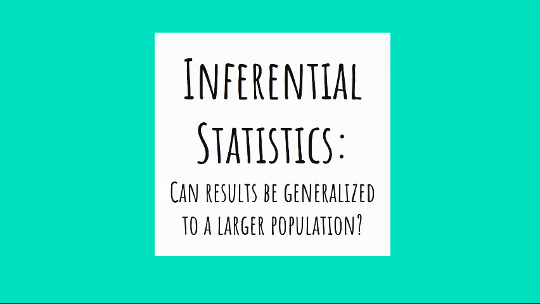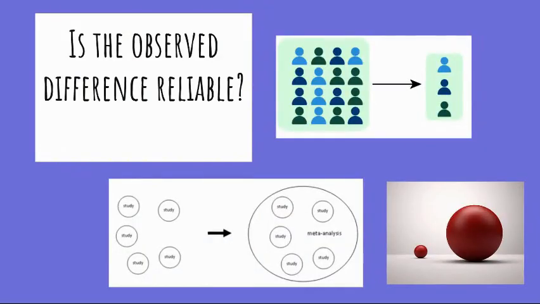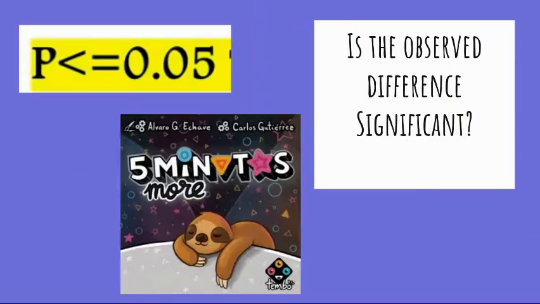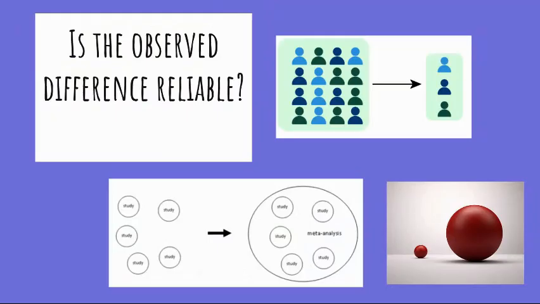And something like a case study can't do that. We can't generalize our results to a larger population because we're only studying a small group. So this is when we're talking about experiments only. Can we generalize these results to a larger population? So in order to say yes, we kind of need to ask ourselves two questions. Is it reliable and is it significant?